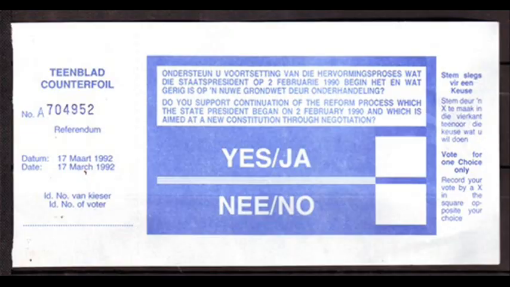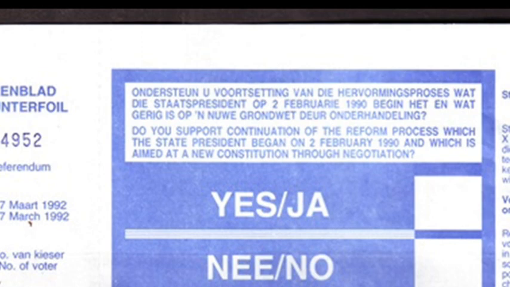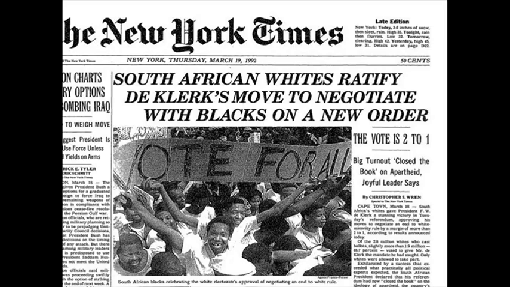85% of the electorate turned out, of whom more than two-thirds voted in favour of de Klerk and the dismantling of apartheid. The country's first multiracial elections were held 2 years later, on the 27th of April, 1994.